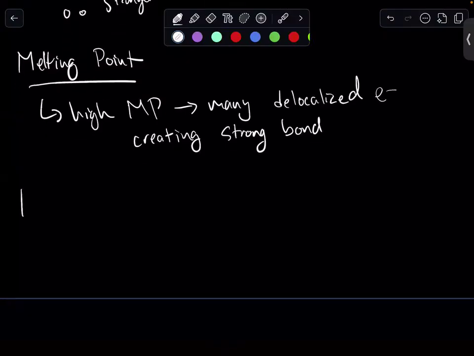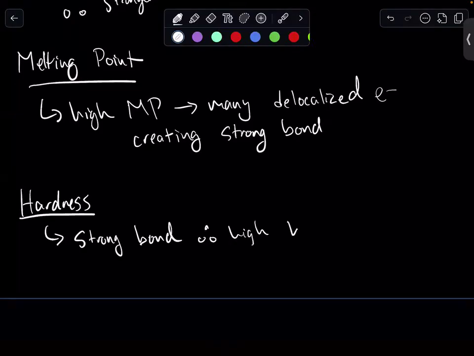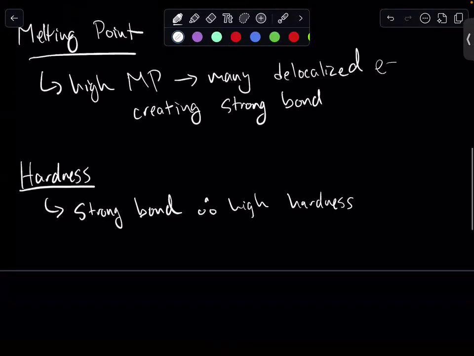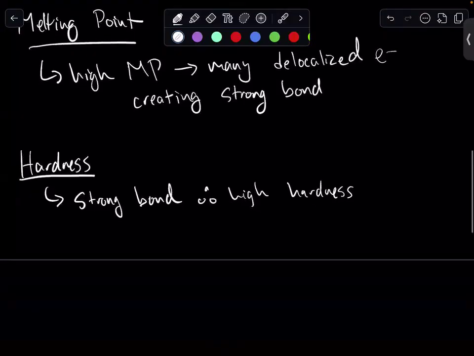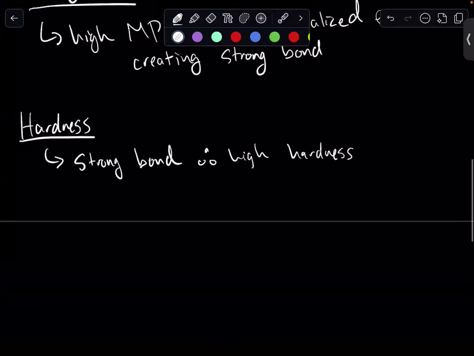We have another one. We could talk about hardness. And with hardness, very much the same. We have a strong bond and therefore high hardness. You can think about this with sodium or potassium. You can cut those with a knife, but now imagine trying to cut a piece of iron or even a piece of tungsten. It's not going to happen the same way. It's going to be much, much more difficult.